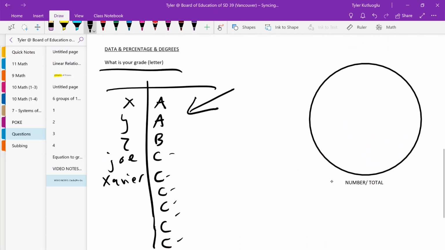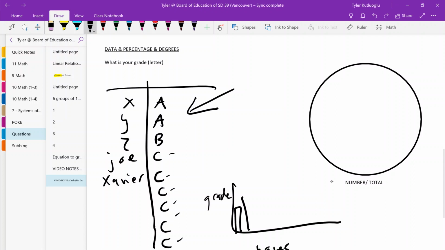Let's say we ask people, what's your grade? Like, what mark are you getting in math class? And these are the names of all the people, and these are what we got. We could take this information and make a bar graph. Maybe if it was percent too, we could say grade, and then names. And we could show the different graphs like this to show who got what marks. But I don't want to do that.